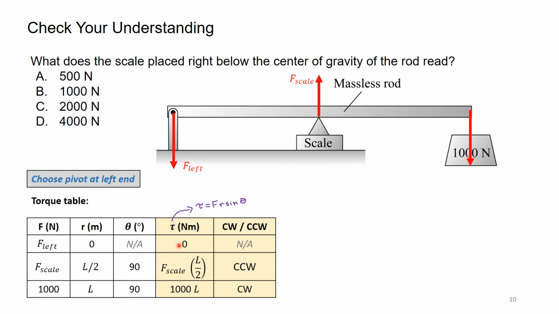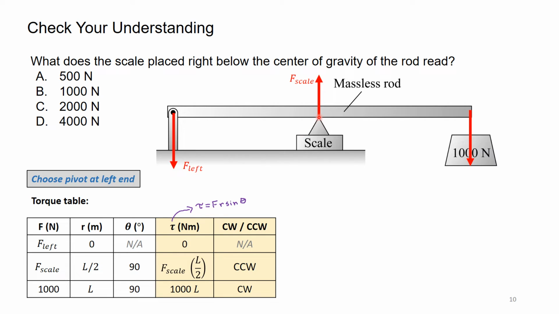So basically we are saying if you choose the pivot at the left end, this force on the left does not produce any torque. And this is how we eliminate the contribution from the force on the left, and then that will help us figure out the other force that we are trying to find. So let's go back to the table, look at the second row. In the second row, we have the second force, F scale. We still don't know what it is. And let's look at the R value.